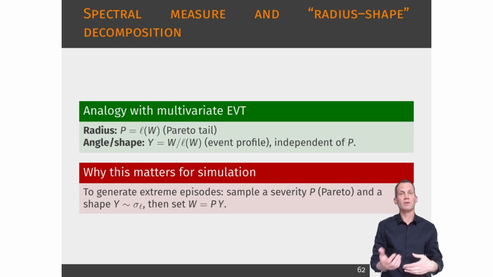The independence between radius and shape is particularly useful for simulation. To generate extreme episodes, we first sample a severity level, then we sample a shape from the spectral measure. Multiplying both gives a synthetic extreme function. This is exactly the kind of decomposition that can be useful when evaluating or constraining generative models for extremes.